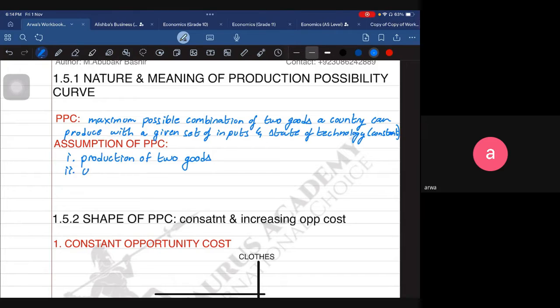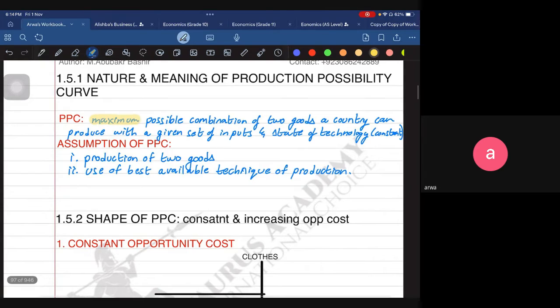Secondly, use of the best available technique of production. So whatever technique you have to produce, it should be the best available technique. That's how we are going to reach the maximum level, right? Because we have already identified here that it's a maximum possible combination. So this is very important.